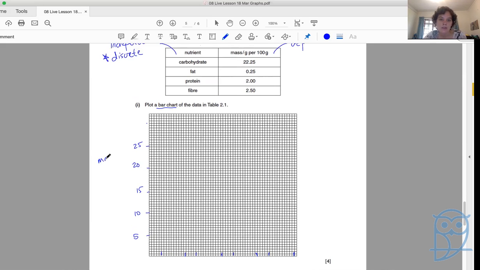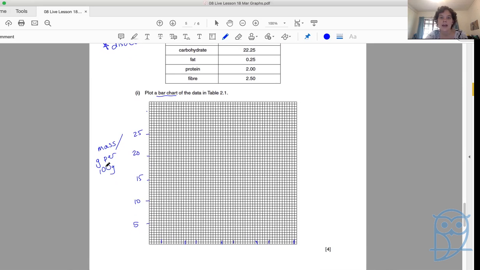Right, same things. We have mass, units, grams per 100 grams. The axis label for the bottom is nutrients. The data labels are carbohydrate, exactly what it says, fat, protein, and fiber. Then we've got to plot exactly.